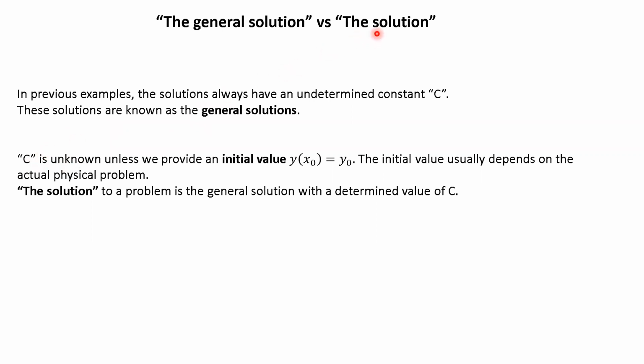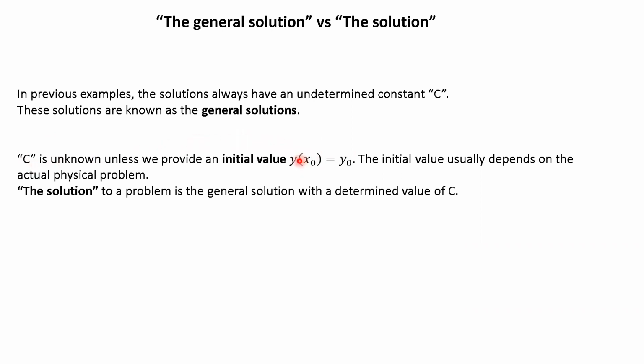But how do we determine C? We must provide a so-called initial value to the problem. That means I give you dy dx equals some function, and I also tell you, at the initial value x naught, what the value of y is. If I give you that initial value, then you can figure out C.